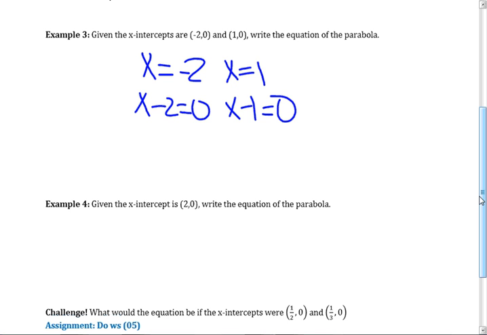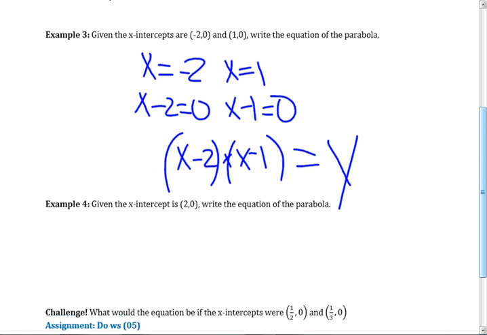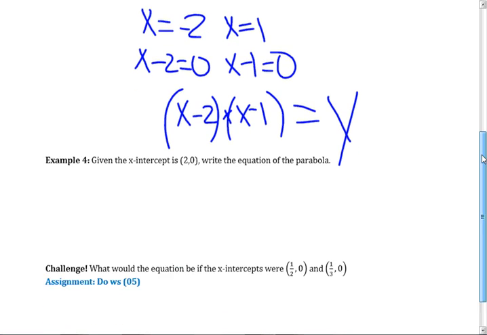Yep. And I don't care if you write the 0 line down. Just write them as a product. X minus 2 times x minus 1. Parentheses. And that's equal to y. That's it. You can go a little bit harder.